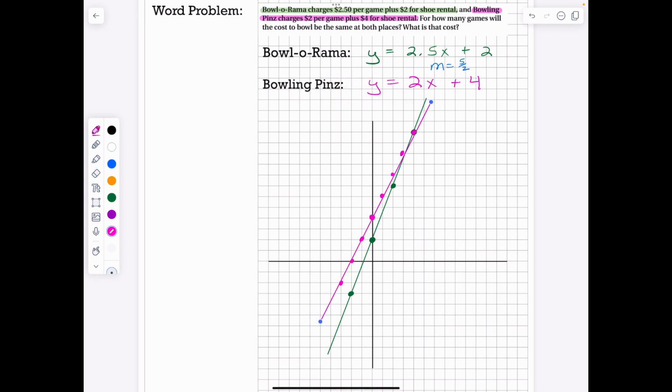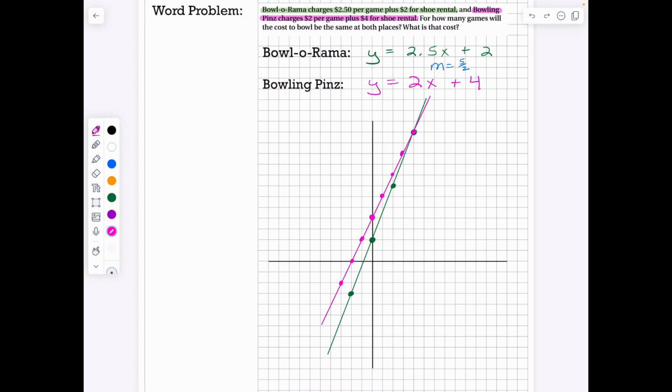By the way, I don't think we can play a negative number of games, right? So graphing those negative x values doesn't really mean anything, because we're not going to play a negative number of games.